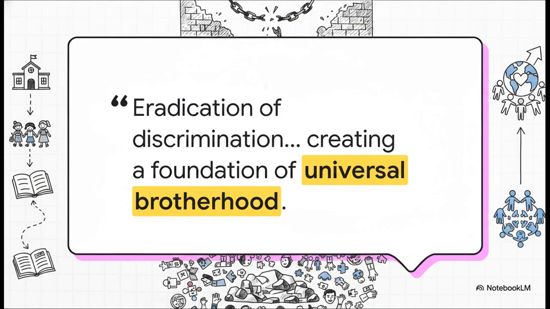This brings us to what I think is the ultimate climax of the source material. This is the profound takeaway here. Inclusive education isn't just some strategy for getting better test scores or making schools more efficient. No, its absolute highest aim is the complete eradication of discrimination. By tearing down those physical and social walls between children, the goal is to create a rock-solid foundation of universal brotherhood. It's the realization that a truly united society literally has to begin with a united classroom.